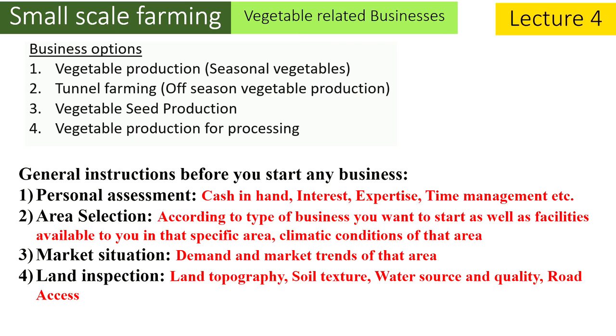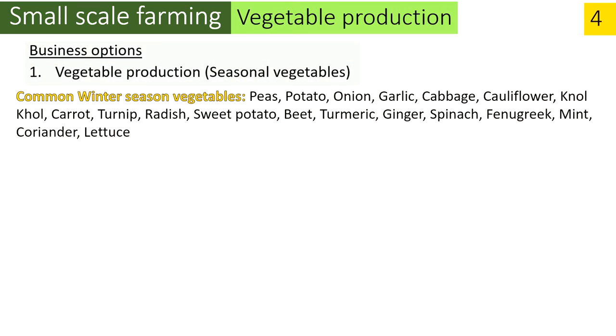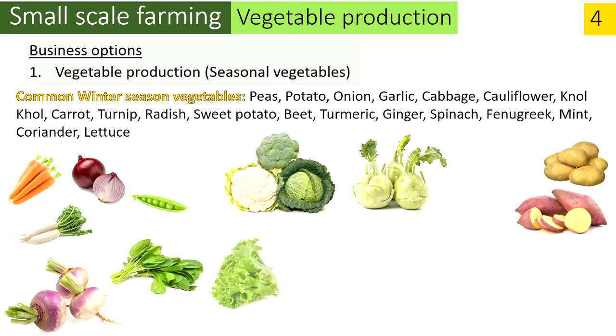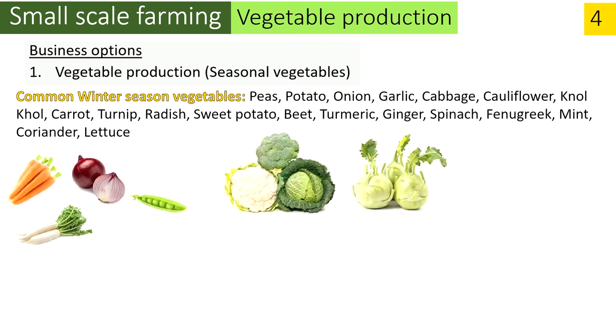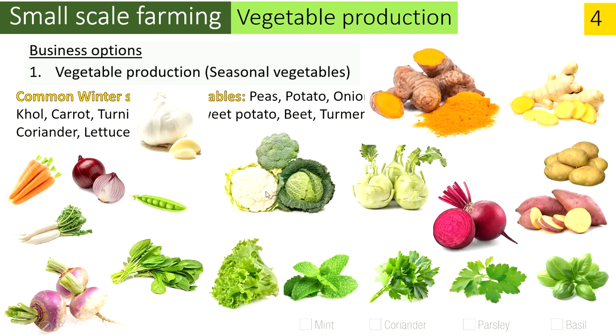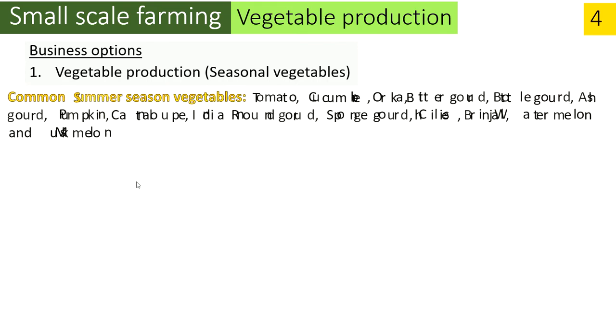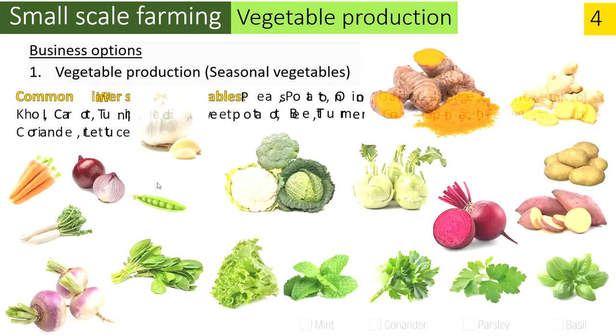Later on, what I want to discuss with you is vegetable production, and in vegetable production we will discuss seasonal vegetable production. As I already told you, in seasonal vegetable production there are winter vegetables and summer vegetables. There are common winter vegetable names you can see on the screen, and I hope that most of you know these types of vegetables. These are a few pictures of those vegetables. There are a few which you might not know. Let me tell you the names of these.